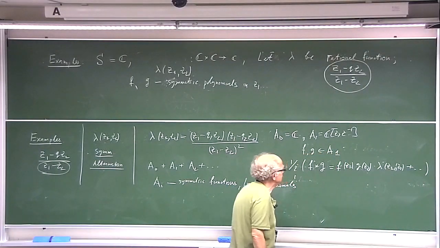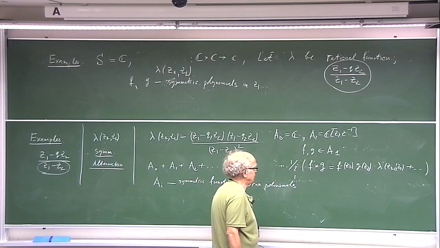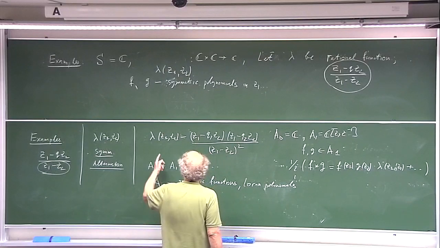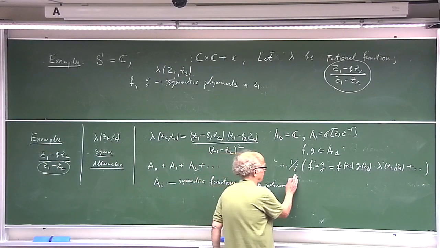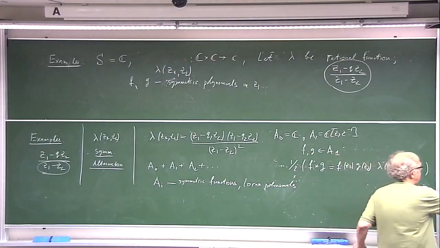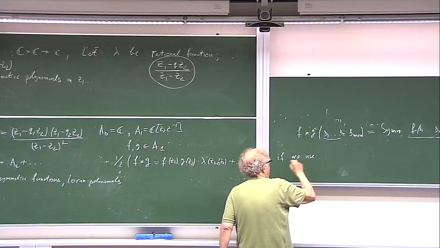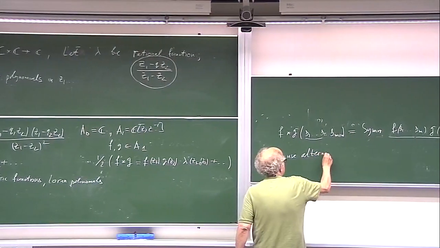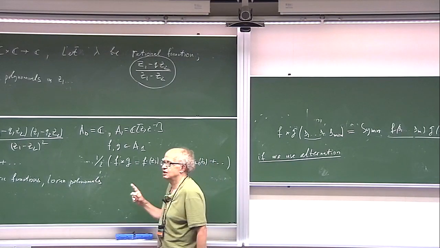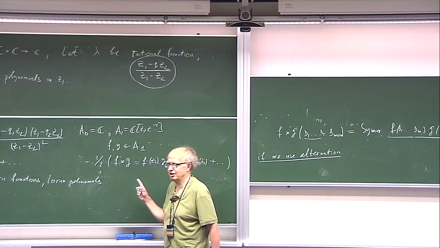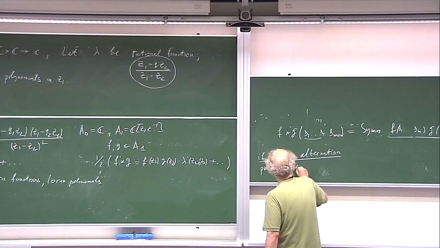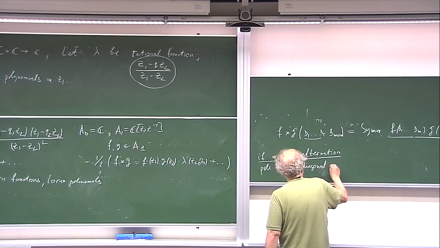Yes. And these functions are Laurent polynomials in a sense, but they have poles. And which poles depends on how we define the algebra. So if we use alternation, then we get a skew symmetric function as a result of alternation. But this skew symmetric function will have a pole on the diagonal of degree one.